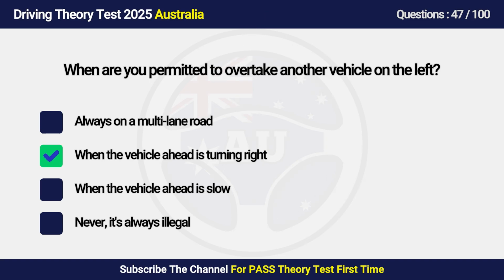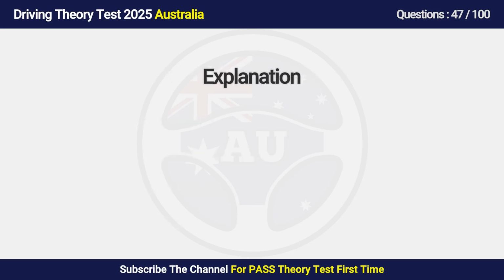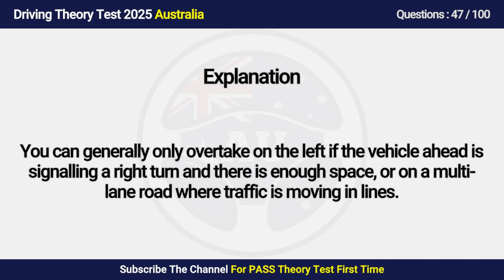Answers is B. When the vehicle ahead is turning right. You can generally only overtake on the left if the vehicle ahead is signaling a right turn and there is enough space, or on a multi-lane road where traffic is moving in lines.